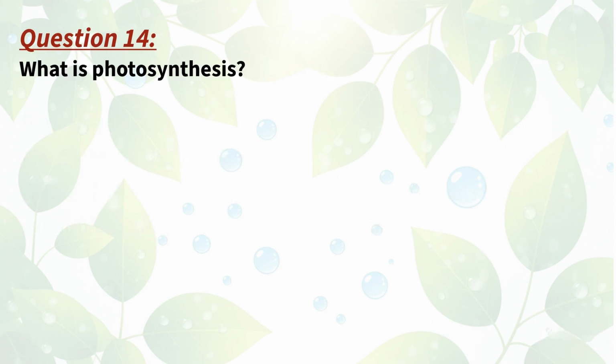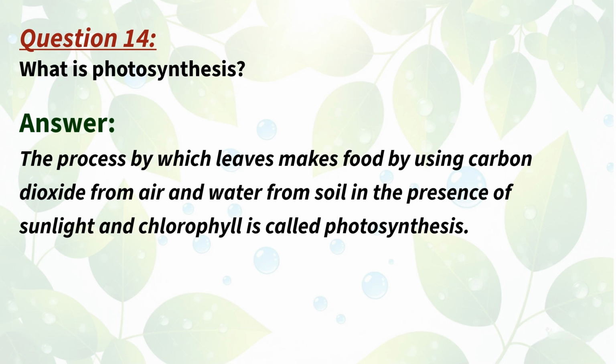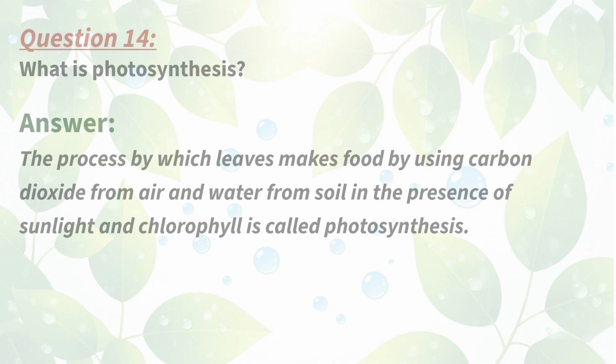Question 14. What is photosynthesis? Answer. The process by which leaves make food by using carbon dioxide from air and water from soil in the presence of sunlight and chlorophyll is called photosynthesis.